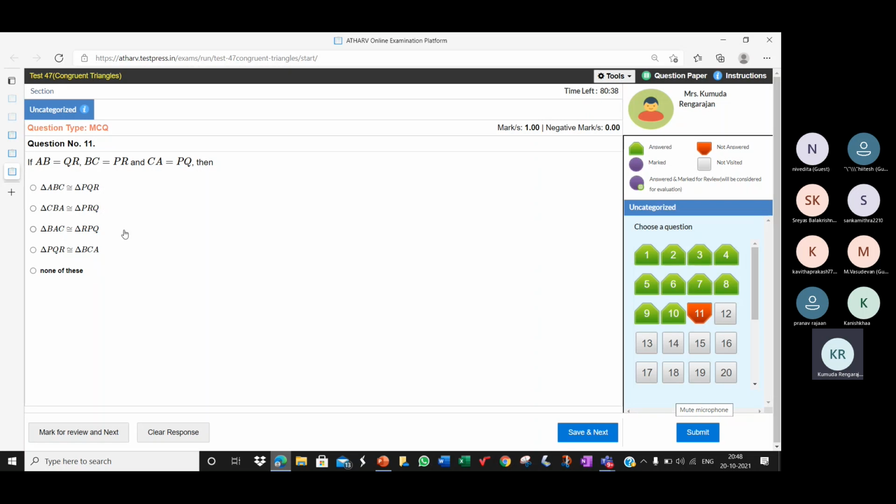I don't know if you're following what I'm reading. I'm reading ABC QRP everywhere. If you say ABC, then it is PRQ, so this is wrong. ABC RPQ, no, these two are incorrect. ABC PQR is incorrect. From behind when we read it, ABC, QRP.